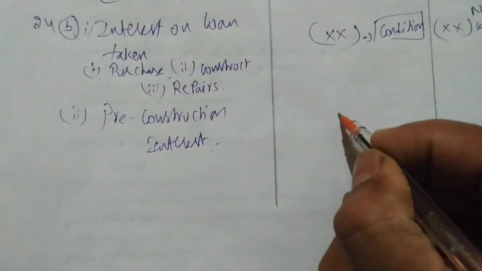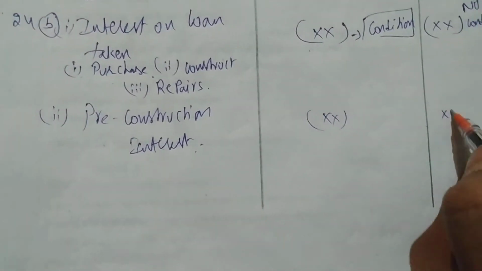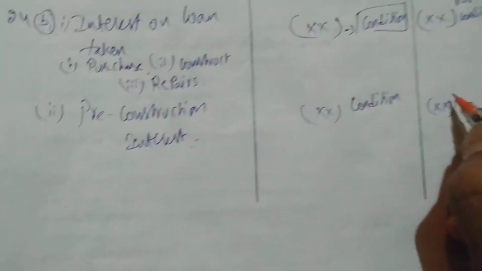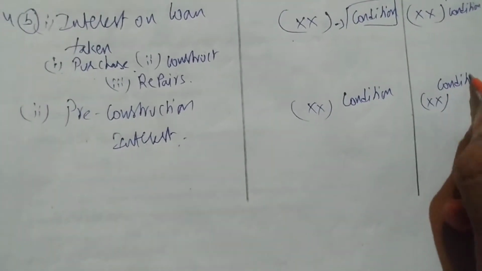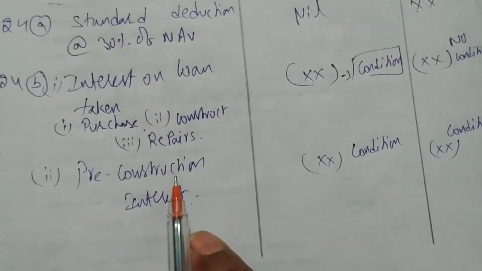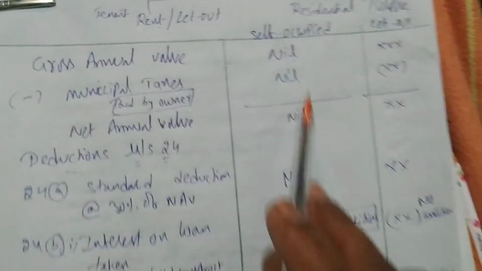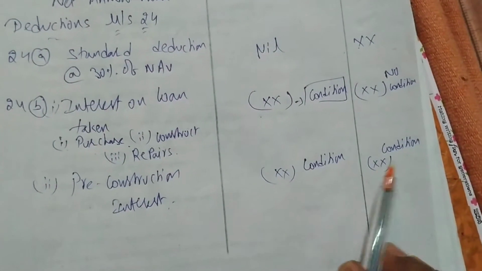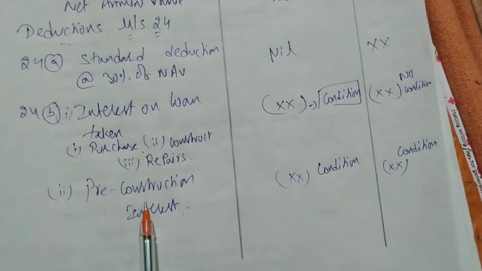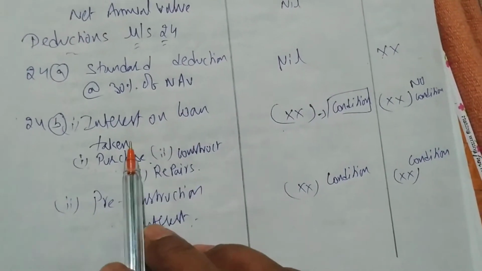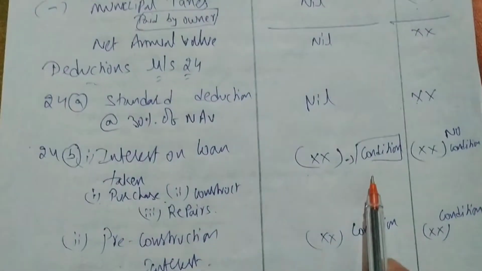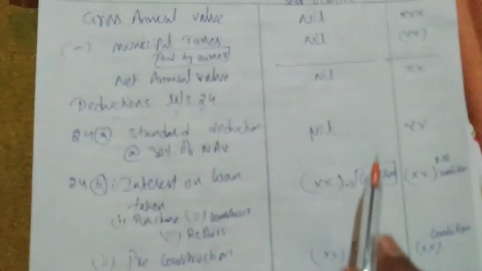So this is also allowed, but here there is a condition. Here also there is a condition. To claim pre-construction interest for self-occupied property and let-out property, there are conditions. We'll see later what the conditions are. Okay, this is not our focus. Our today's focus is interest on loan taken to purchase or construct or repairs of the house that we are seeing today. Okay. Next, the condition is there here for self-occupied.